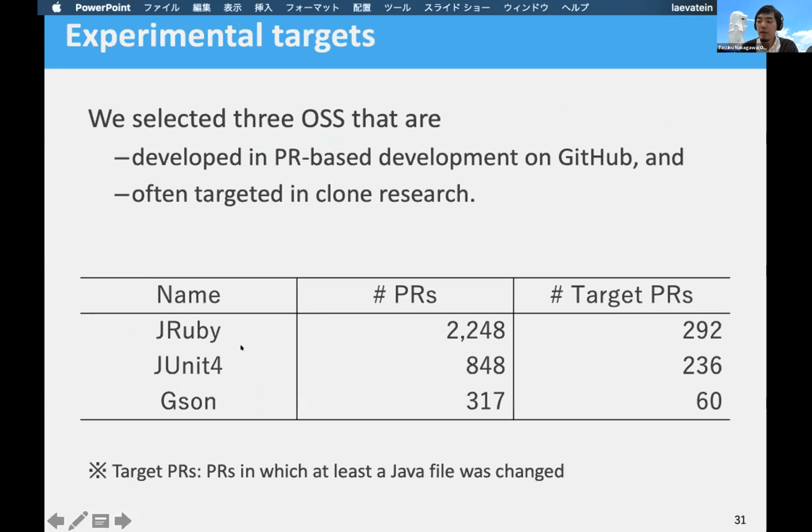We selected 3 OSS, JLB, Day4, and JSON. This is because they are developed in PR-based development on GitHub and often targeted in clone research. In this table, we show the project names, the number of all merged PRs, and the number of target PRs. Here, target PRs mean PRs in which at least a Java file was changed.